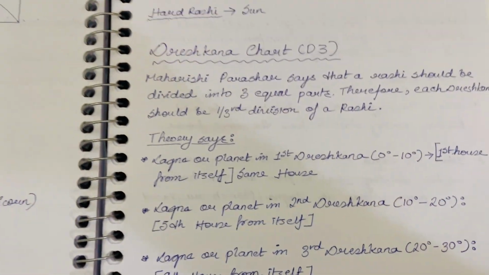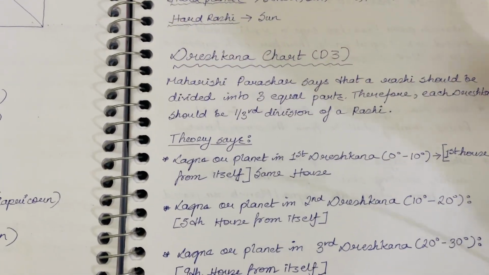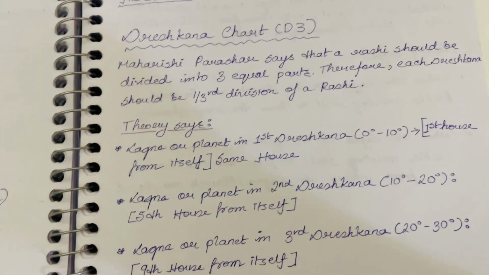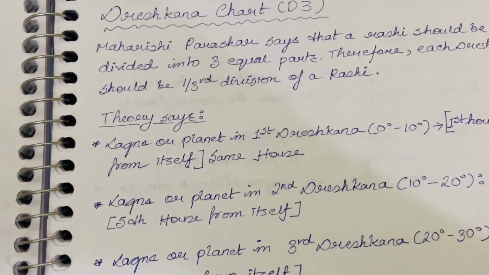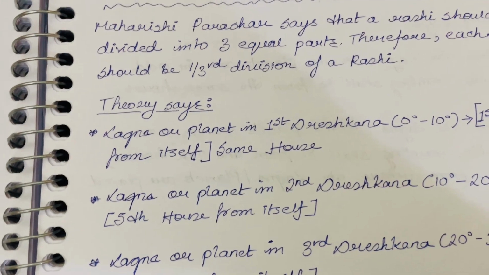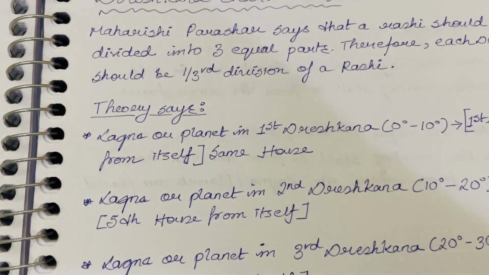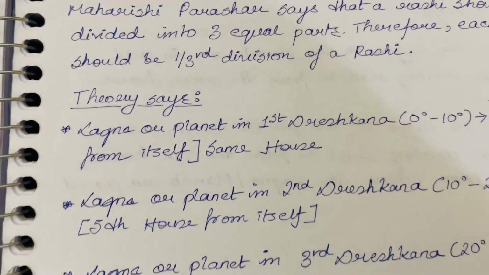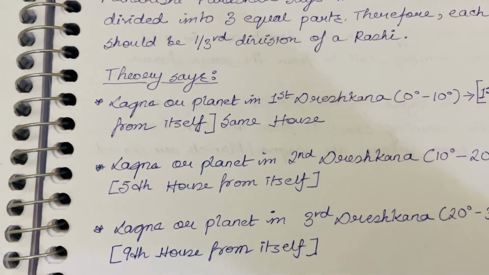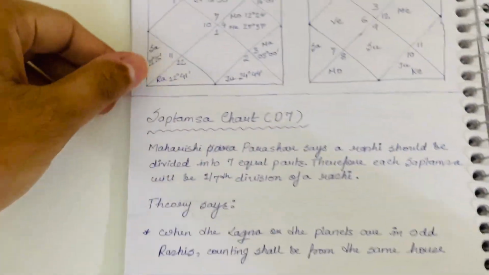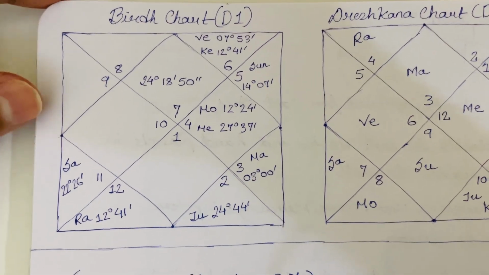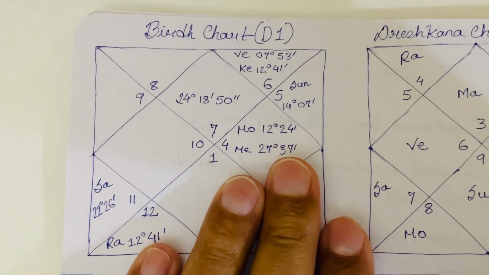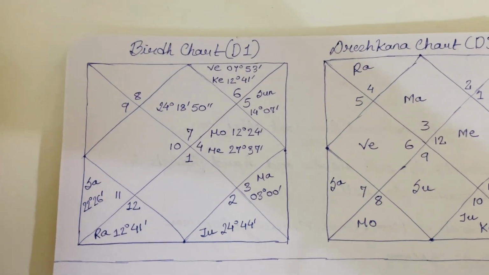So in today's class, without further delay, let's dive into the mathematical aspect of how we create a Dreshkana chart from a Lagna chart, from the D1 chart. Our D1 chart will remain the same, the chart which we used in the last class, the one we had manually calculated in our previous classes. This is the birth chart, the Lagna chart, and from it we will create the Dreshkana chart.